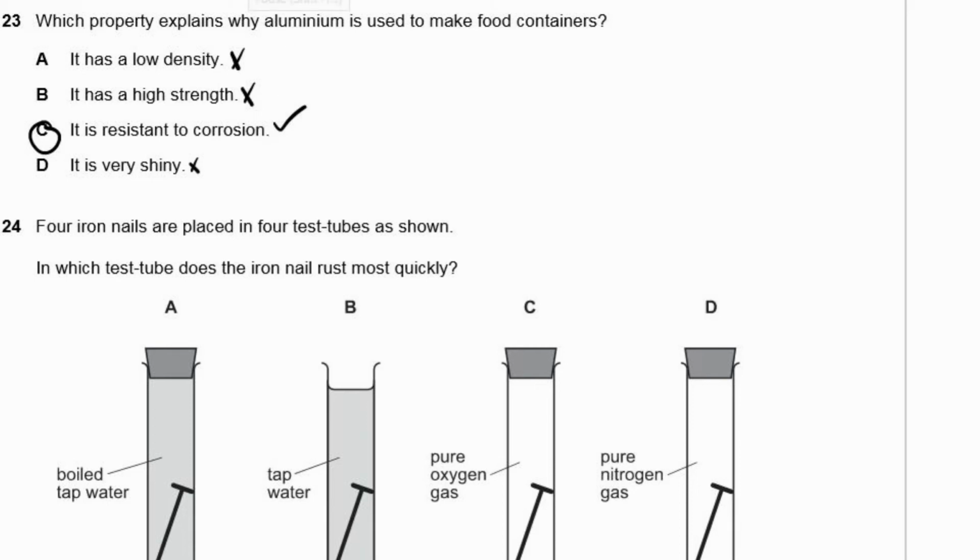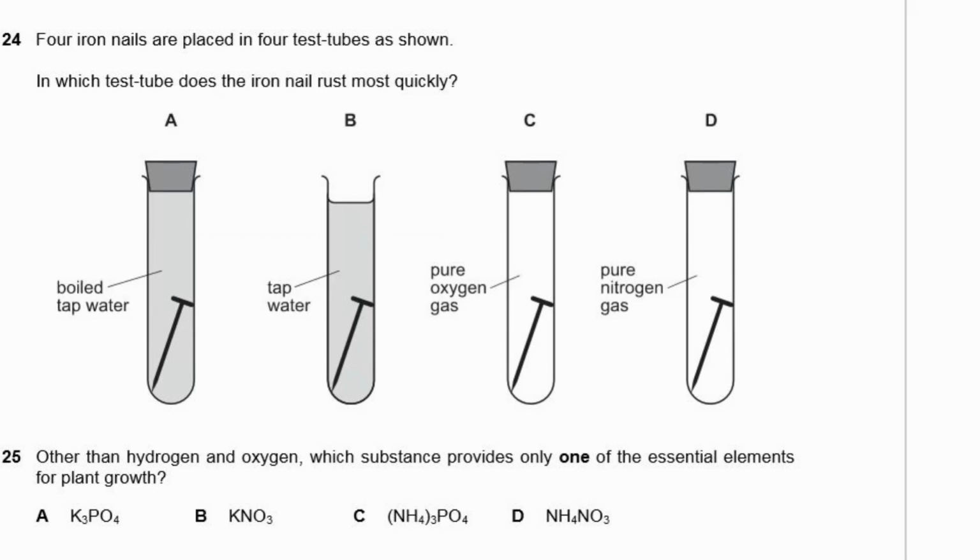Okay. Question 24. Four iron nails are placed in four test tubes as shown. In which test tube does the iron nail rust most quickly? Okay, so remember, for rust, you need water plus oxygen. Okay, so boiled tap water. Well, you have the water, but you have a lid on the top. You boil it to remove as much oxygen as possible. It's not A.